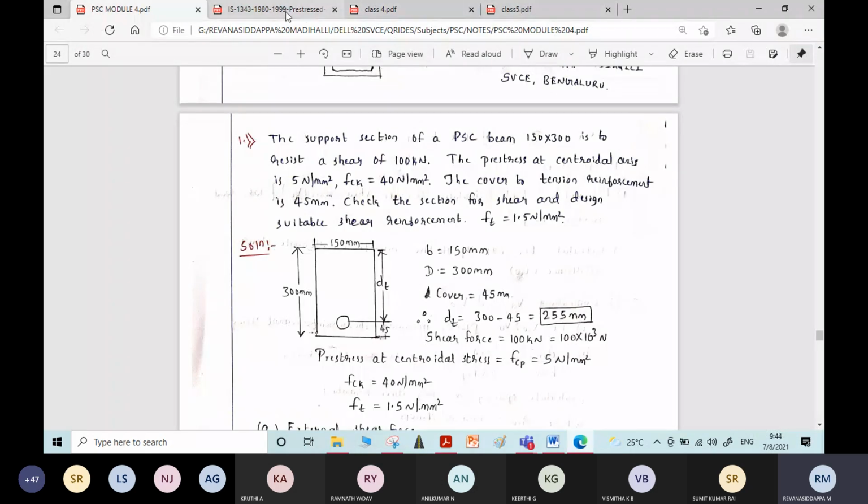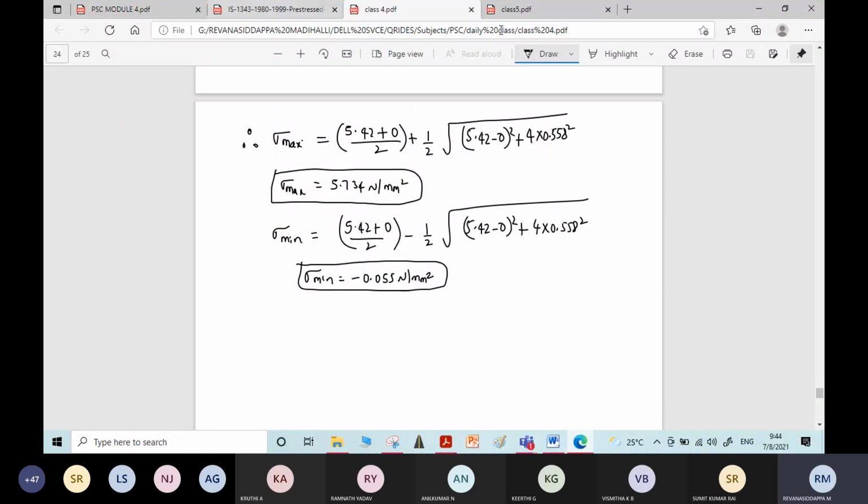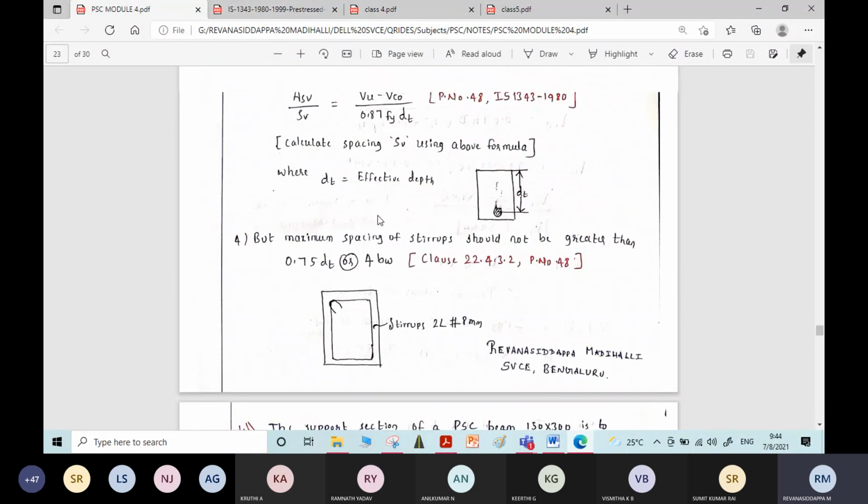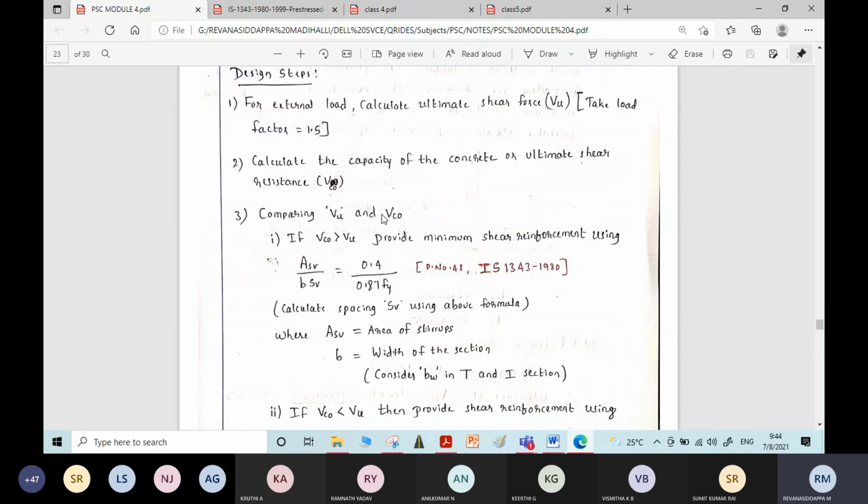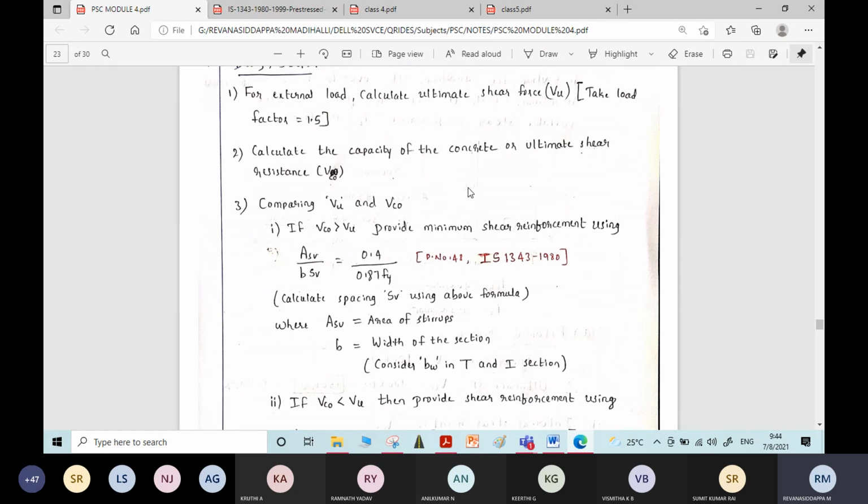Now, after calculating shear resistance, let me go to the notes. After calculating shear resistance, that shear resistance will be compared with the actual shear force that is acting on the beam. Vc0 is the shear force that can be handled by the PSC beam, meaning ultimate shear resistance. This shear resistance will be compared with the actual shear force that is acting on the section.